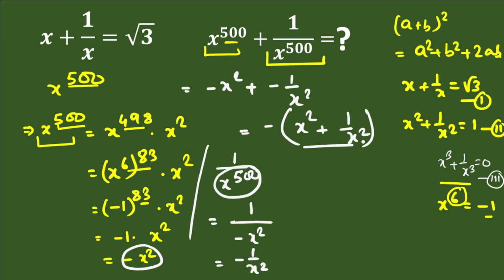So here we have calculated the value of this term, that is equation 2. The value of this is 1. So it is negative, and the value of this term is 1. So the value of the whole term, that is x raised to the power 500 plus 1 over x raised to the power 500, is negative 1. So in place of question mark we will write negative 1. This is the answer of the problem.